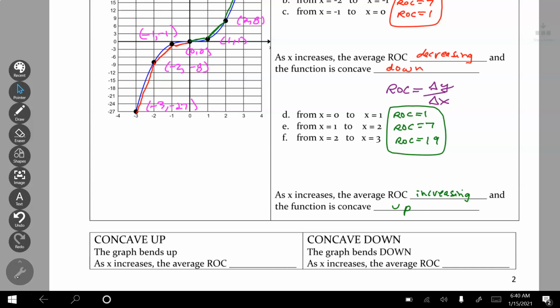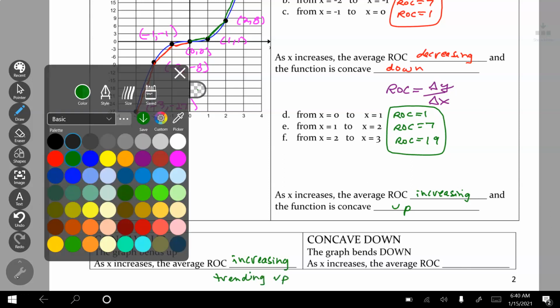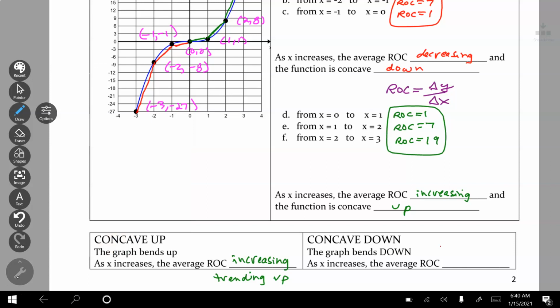If something is concave up, the average rate of change is increasing or trending up. And if something is concave down, the average rate of change is decreasing, or what I call trending down.